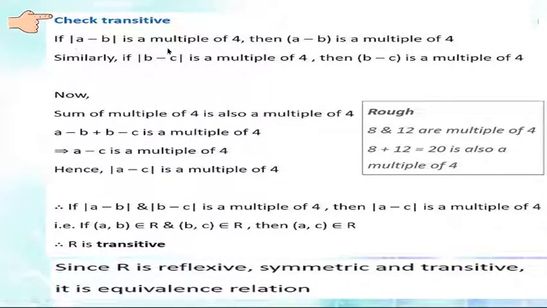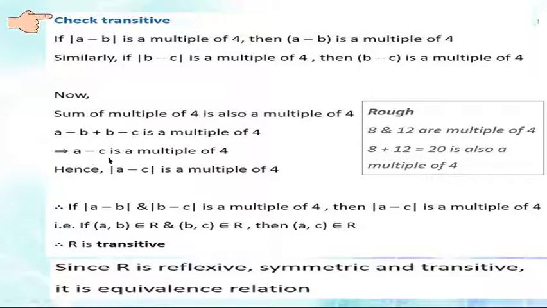If mod of A minus B is a multiple of 4, then definitely the number inside the mod is a multiple of 4, and same goes for mod of B minus C. If it is a multiple of 4, then definitely the number inside, which is B minus C, is also a multiple of 4. Now if we take two numbers and both are multiples of 4 and we add them, the resultant will also be a multiple of 4.